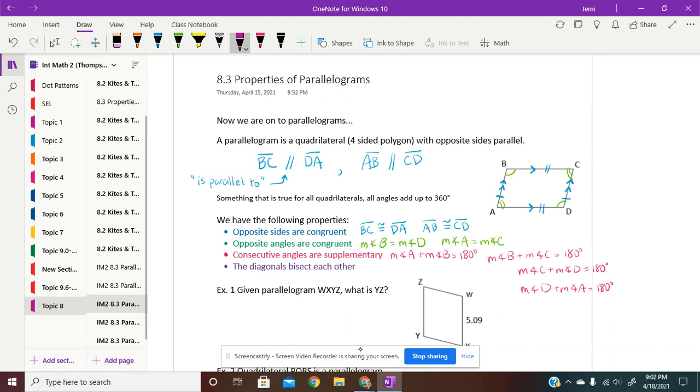And that fourth bullet point is the diagonals bisect each other. Now the diagonals are not drawn in here, but you could draw them in as dashed lines or solid lines. Mine won't be perfect, but you'll get the idea. Diagonals will connect opposite angles. And I'm going to pick a letter here. The point of intersection, let's just call it E.